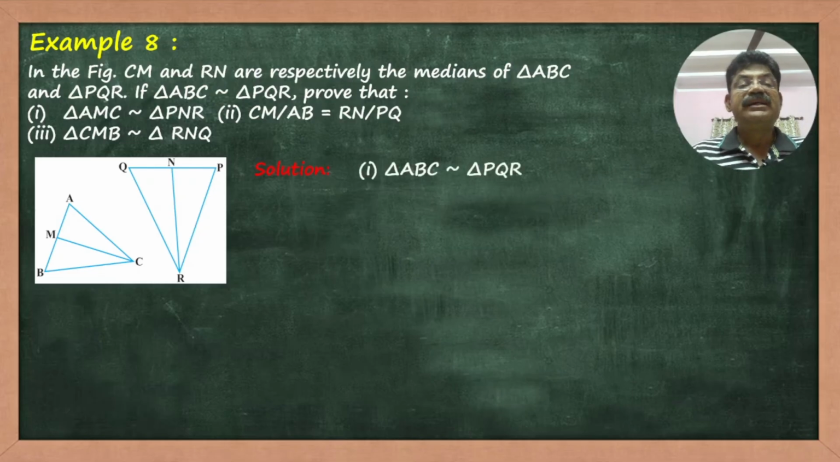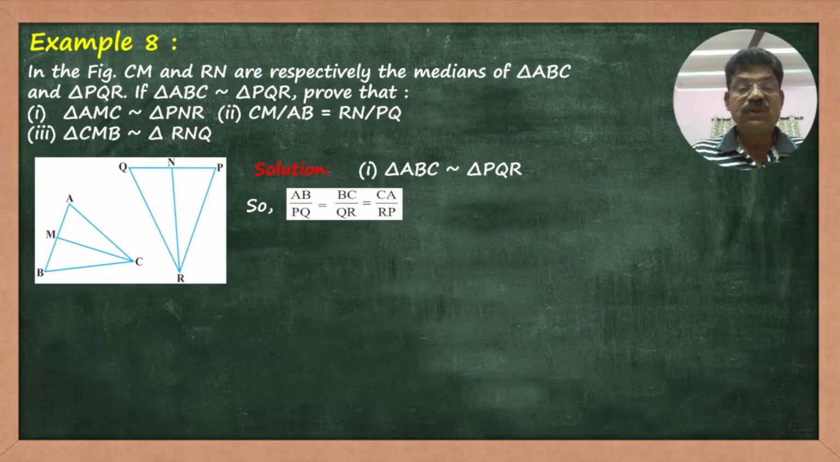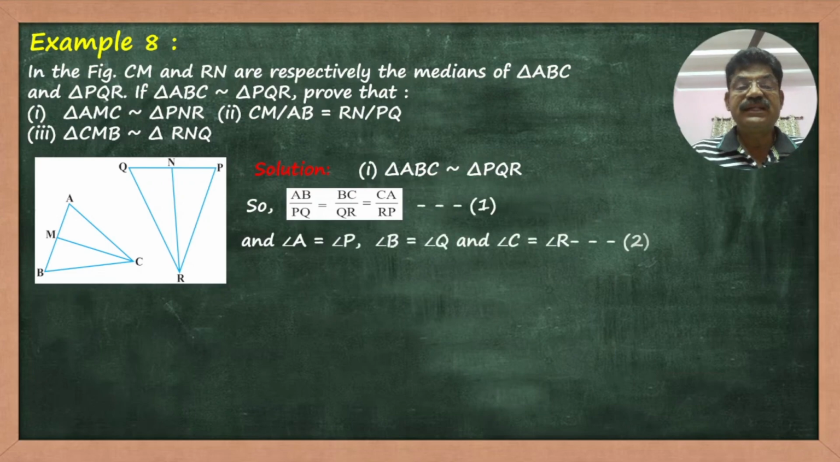Solution 1. Triangle ABC is similar to triangle PQR. Therefore, AB by PQ is equal to BC by QR is equal to CA by RP, because we are given those two triangles are similar. Therefore, the ratio of the corresponding sides are equal. So you call this equation 1. And the corresponding angles are also equal. Angle A is equal to angle P, angle B is equal to angle Q, and angle C is equal to angle R.